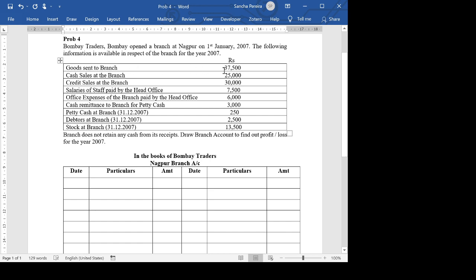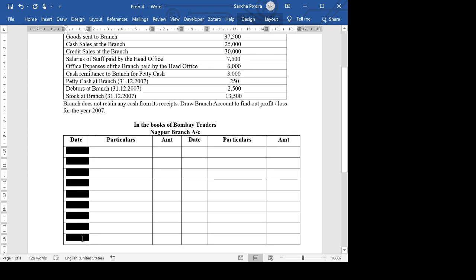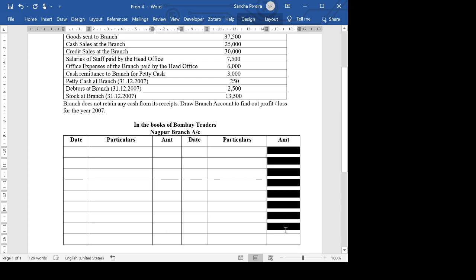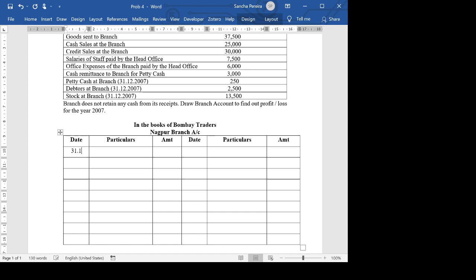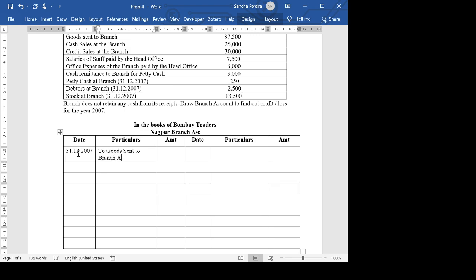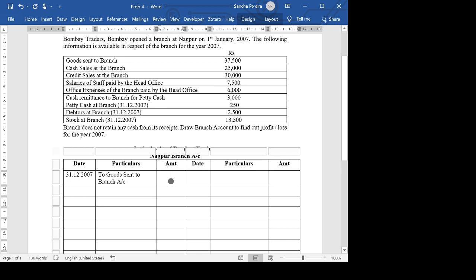So the first thing is goods sent to branch. The year is 1st January 2007. So we'll put this on the last date. So 31st December 2007, to goods sent to branch account, and that is 37,500.